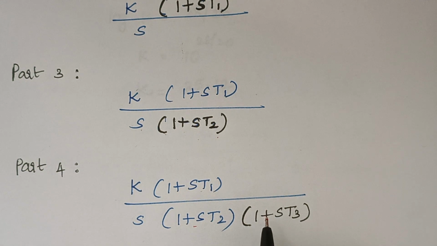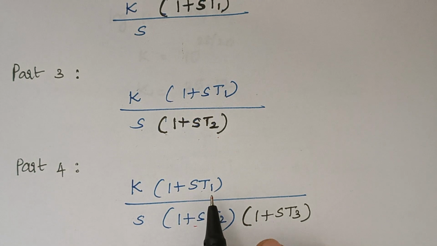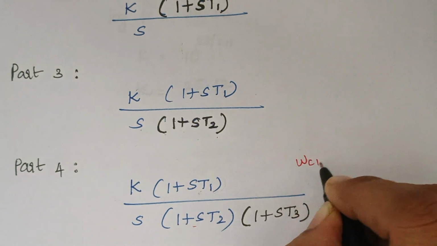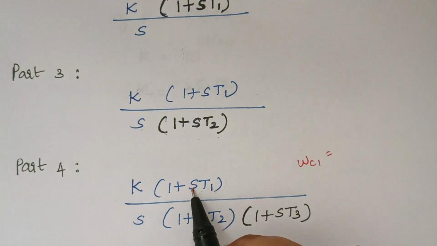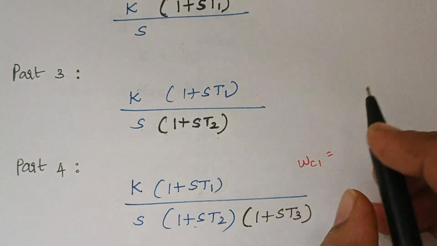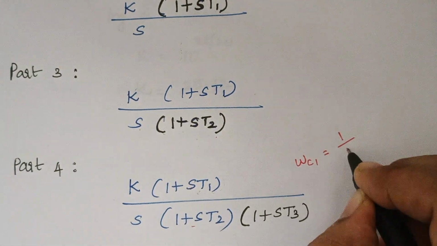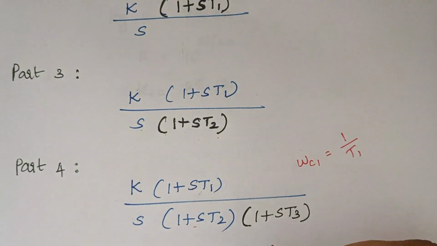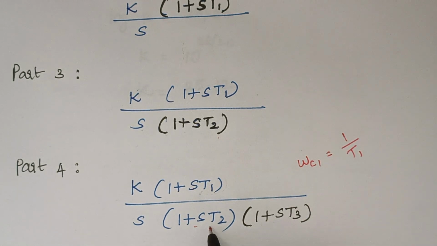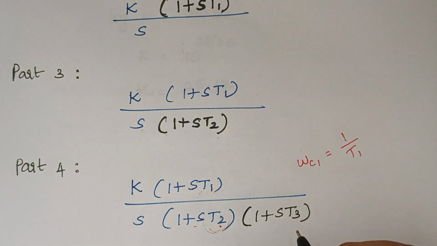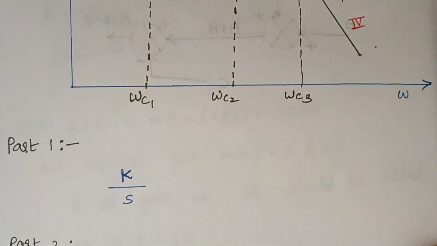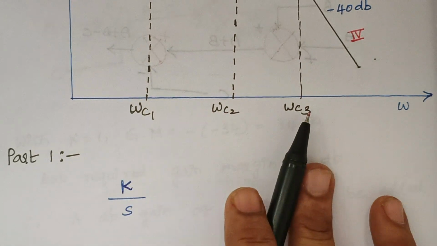Okay. So what is a corner frequency? Corner frequency is nothing but when you take the reciprocal of the coefficient of s. So here omega c1 is nothing but, what is the coefficient of s here? It is t1. So when you take the reciprocal, 1 by t1, that will give you omega c1. Right. Again similarly when you take the reciprocal of T2, it will give you omega c2. When you take the reciprocal of T3, it will give you omega c3. That's it. Right. So you see we are having 3 corner frequencies.